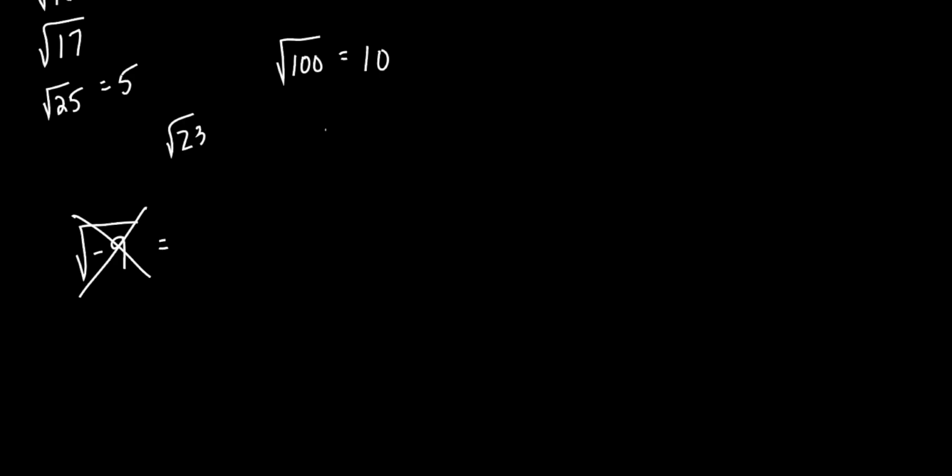All right. What about 0? Can you take the square root of 0? Is there a number times itself that equals 0? 0, right. 0 times 0 is 0, isn't it? So sure, you can take the square root of that. Very good.